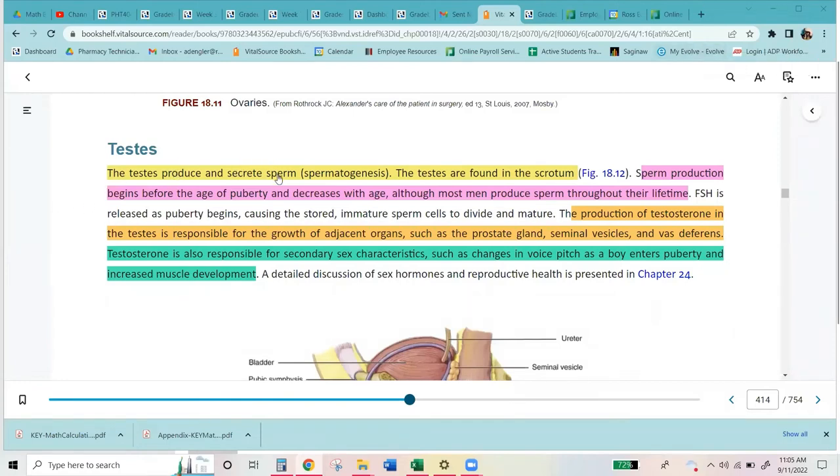Testes produce and secrete sperm. The testes are found in the scrotum. Sperm production begins before the age of puberty and decreases with age, although most men produce sperm throughout their lifetime. The production of testosterone in the testes is responsible for the growth of adjacent organs such as the prostate gland, seminal vessels, and vas deferens. Testosterone is also responsible for secondary sex characteristics such as change in voice as a boy enters puberty and increased muscle development.